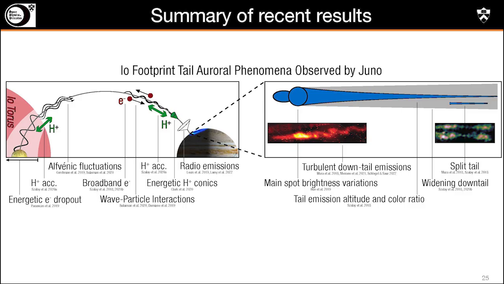So with that, I will just end by saying there's been a ton of recent publications that have been led out of the Juno data set, and it is ripe for the picking. There's a ton more work to be done, but I'll just mention that all the way from the energetic electron dropouts and processes in the near moon, all the way to acceleration, Alfvénic fluctuations, electron acceleration, proton acceleration, conics, radio emissions, and then substructure of the tail, split tail, emissions variation. There's just a ton of phenomena that we've been able to understand more, and it's a really exciting time.